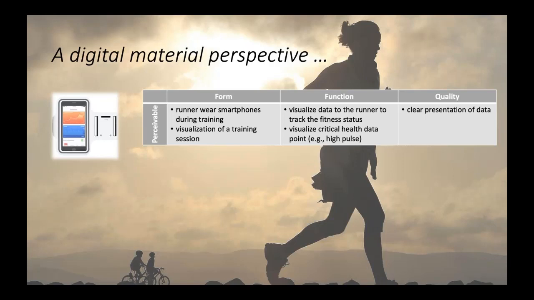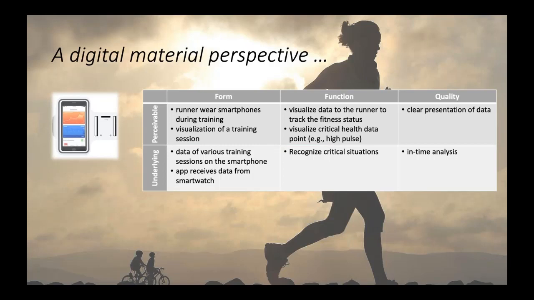And the function here is, of course, to track your fitness status now during the training or maybe afterwards, and again, visualize critical situations in your health data, maybe a high pulse. And the quality there is a clear presentation of the data. And again, of course, a lot of underlying form here to store the data of the various training sessions, to compare them. The data received from the smartwatch is an underlying form, or the ability to recognize and visualize critical situations is an underlying function.